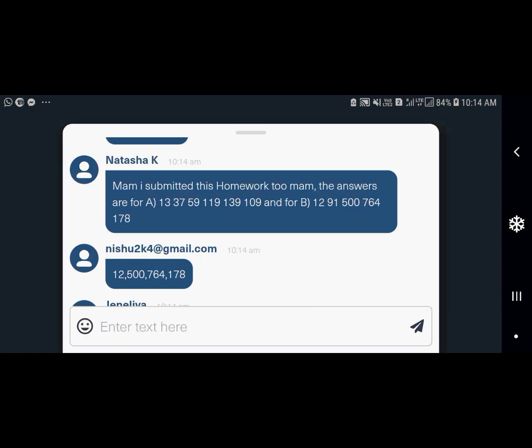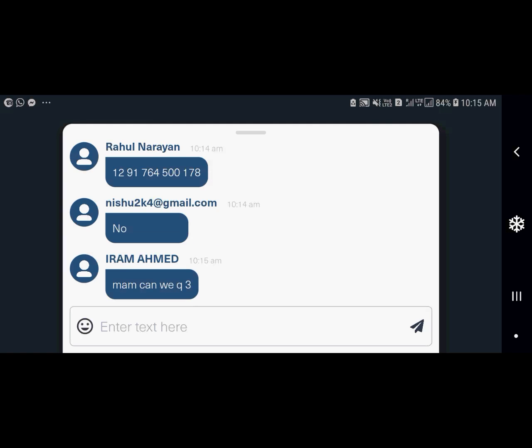Take your notebook, write the number 89. 1 times 89 is 89. Is it divisible by 2? No. Is it divisible by 3? Check. Is it divisible by 4?